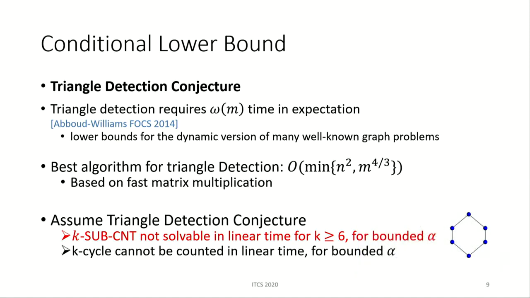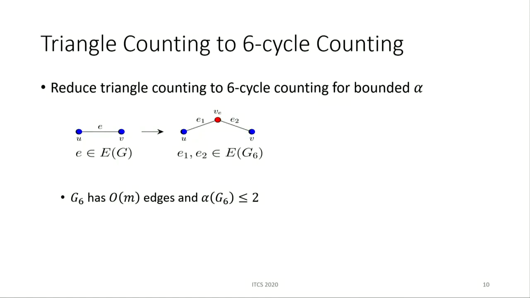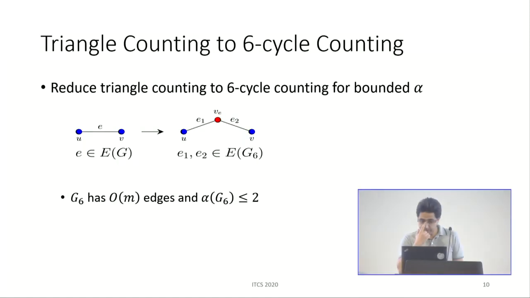So to sum up, assuming the triangle detection conjecture is true, we show that k-vertex subgraph counting is not solvable in linear time for k greater than 5, even for bounded alpha. And to show this for any k, we need to exhibit one pattern with k vertices and say that this pattern is not countable in linear time. So our strategy is to reduce from the triangle counting problem to the k-cycle counting problem.